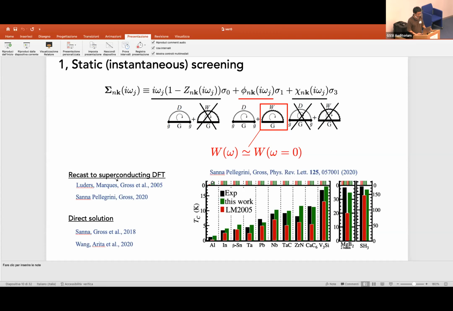After recasting the problem to superconducting DFT, Hardy, Antonio and Camila in the audience have presented this kind of beautiful demonstration. And also, more recently, a direct solution of not the SCDFT but the Eliashberg equation has also been demonstrated by Hardy and Ryotaro in the audience.